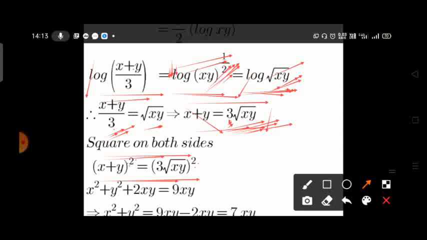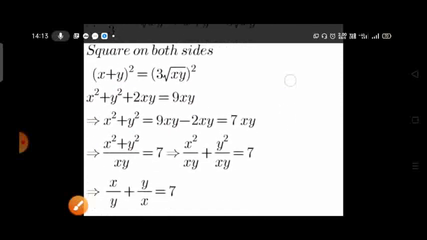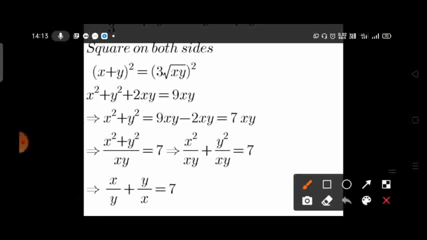I kept the square, and this is our usual formula, a plus b whole square. So here x square plus y square plus 2xy, and on the other side 3 square is 9, and root xy whole square is xy. Then x plus y whole square is equal to 9xy. The 2xy goes to that side and becomes minus 2xy, so 9xy minus 2xy is 7xy. See here, x square plus y square is equal to 7xy.